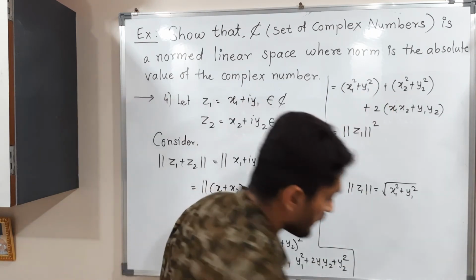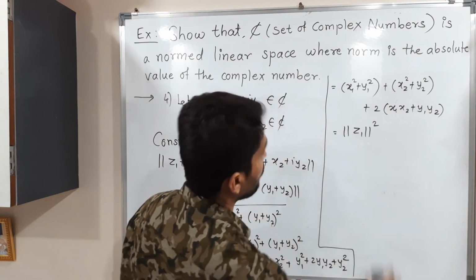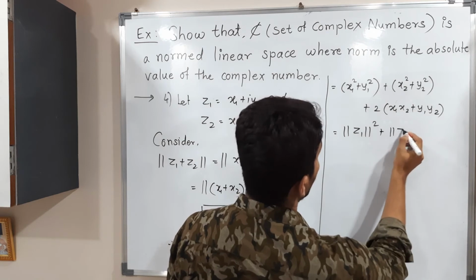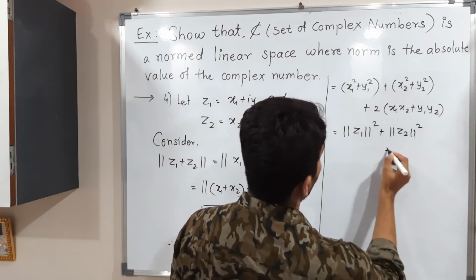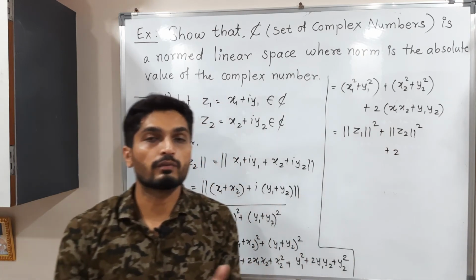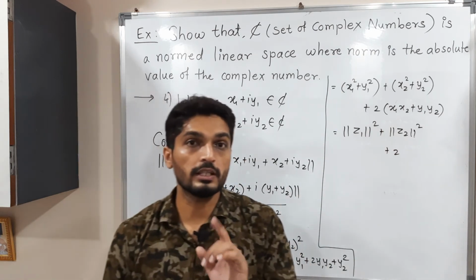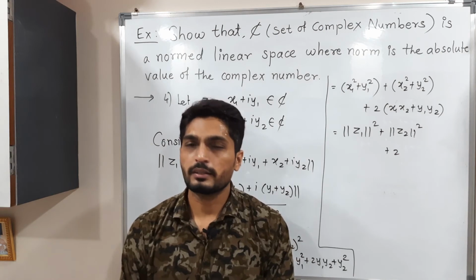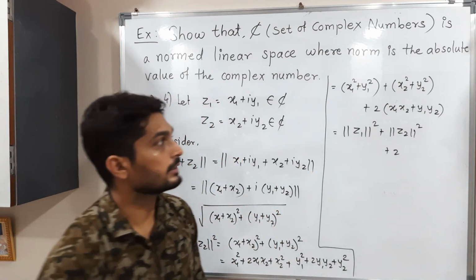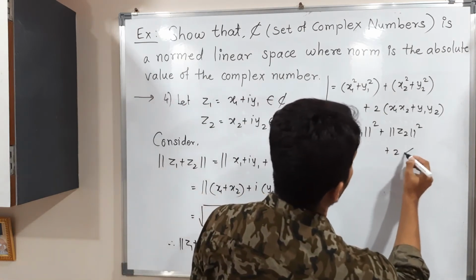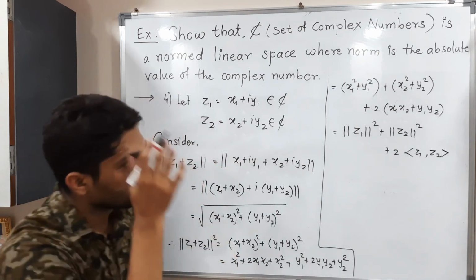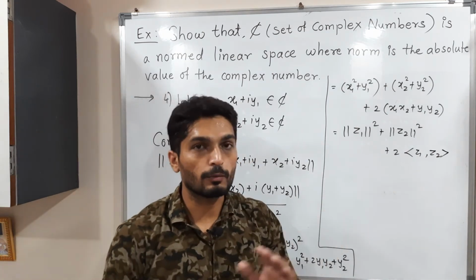What about the second bracket? What do you think? The second bracket has x2 and y2, so this is norm z2 squared. I think you are not familiar with this x1 x2 plus y1 y2. This is actually the definition of inner product. I think I already told you in our previous videos. Yes, this is the inner product of z1 comma z2.